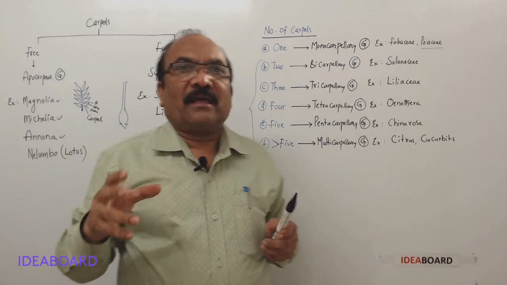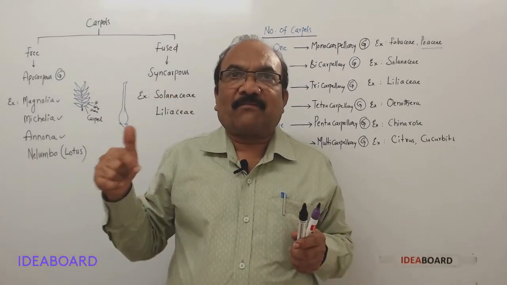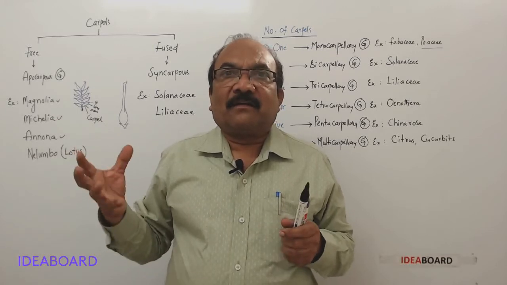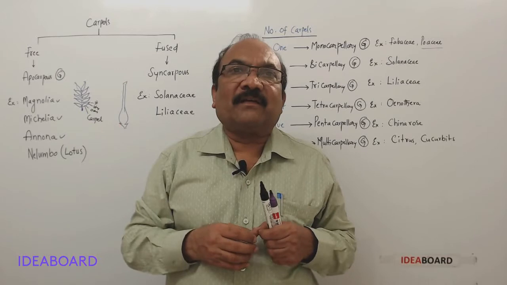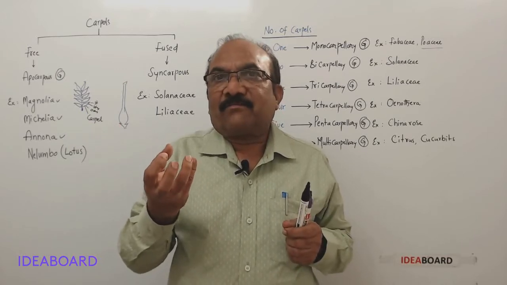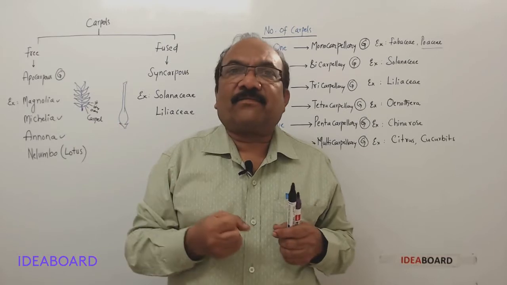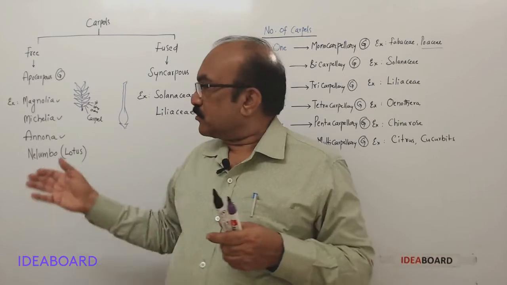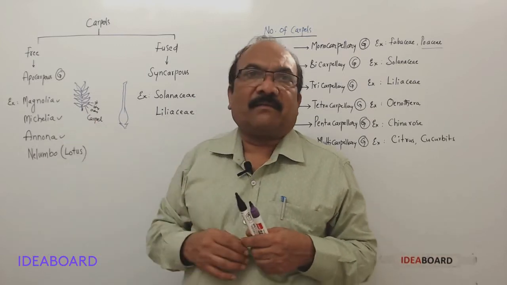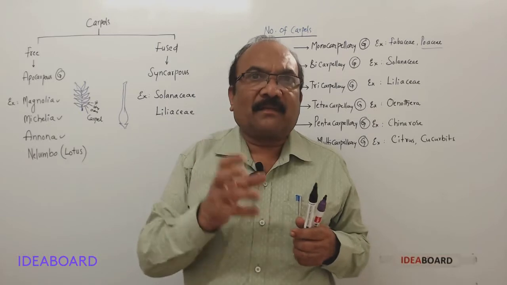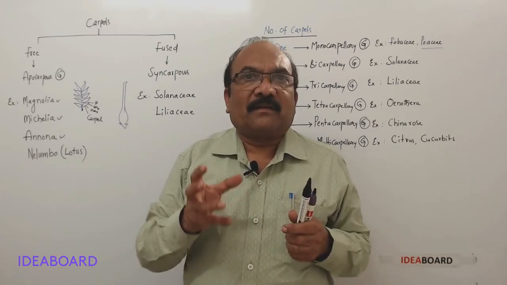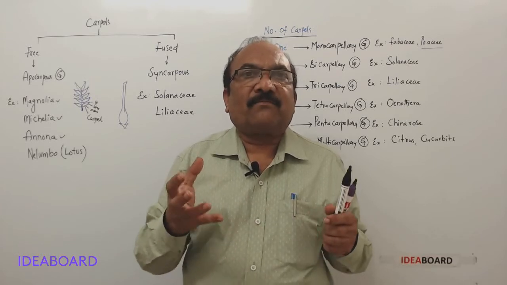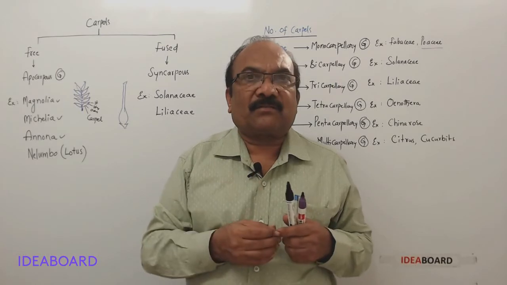From this flower, as there are many ovaries, because the number of ovaries here is equal to the number of carpels, from one flower you will get an aggregate fruit, or a cluster of fruitlets, which is called aggregate fruit. So Annona I wrote, that is custard apple. Custard apple looks like a single fruit, but actually it is an aggregate fruit. It is composed of many fruitlets, which are berries.